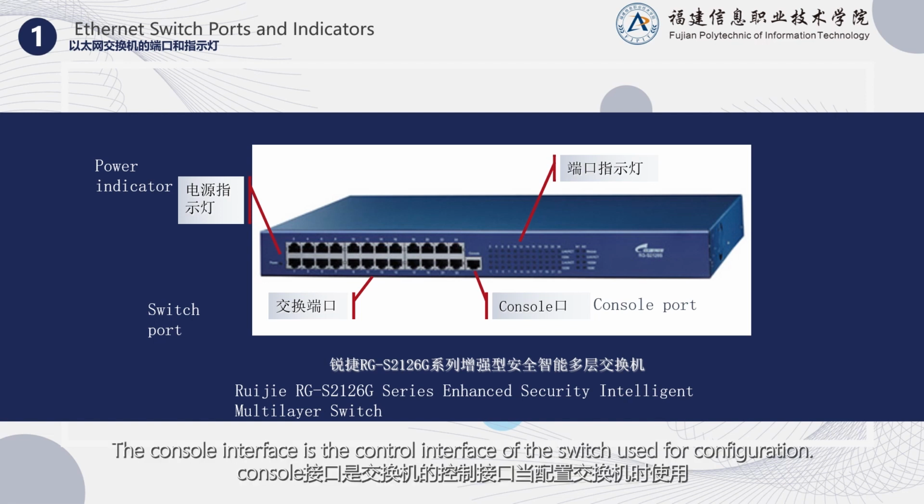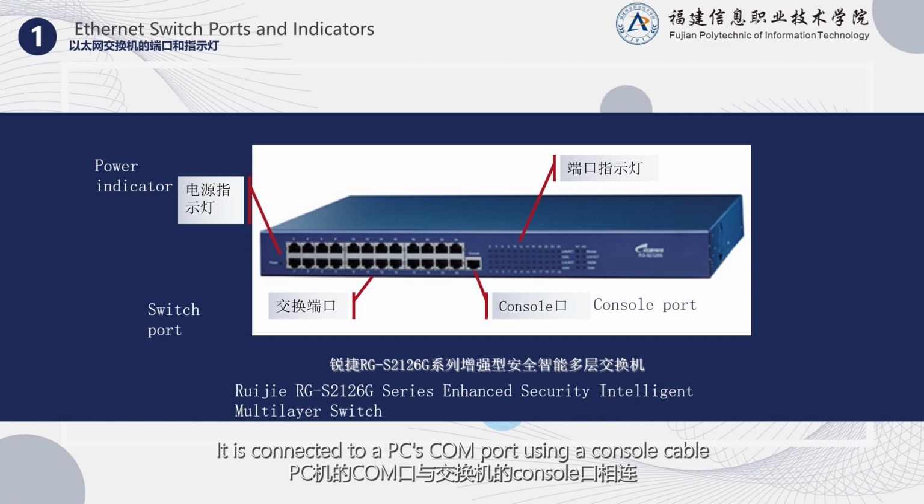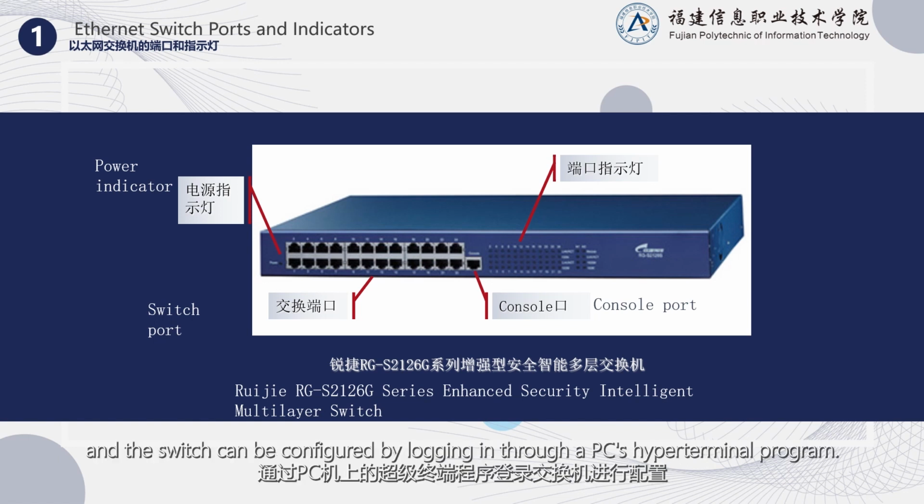The console interface is the control interface of the switch used for configuration. It is connected to a PC's COM port using a console cable, and the switch can be configured by logging in through a PC's hyperterminal program.